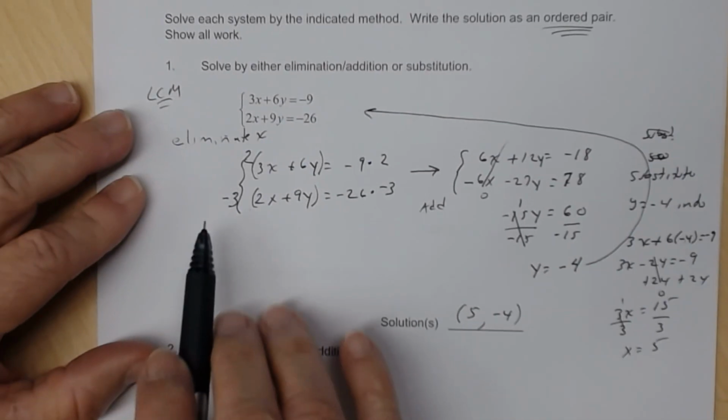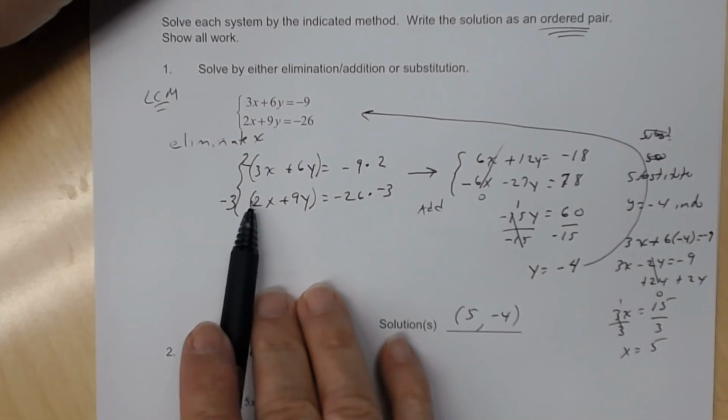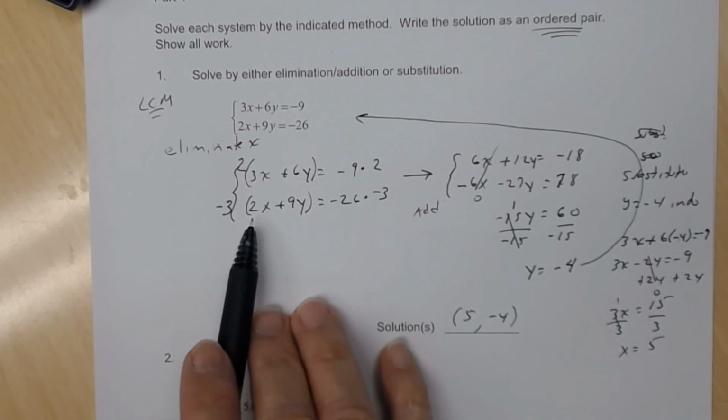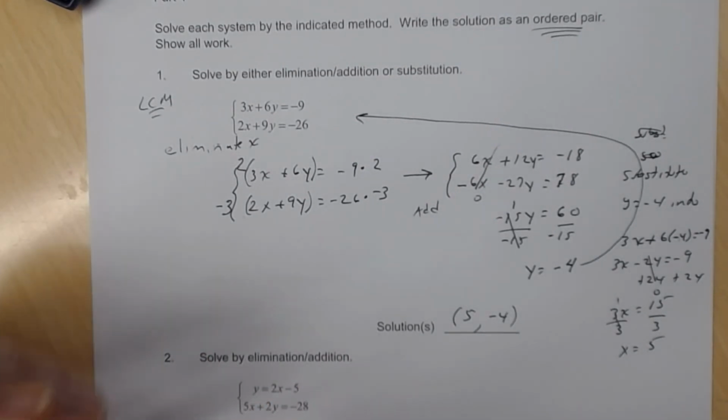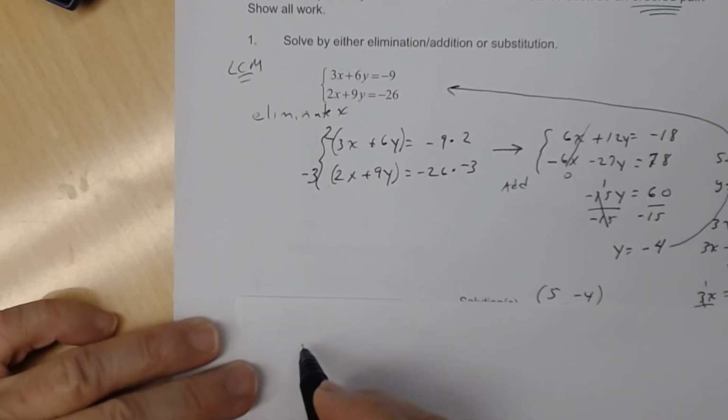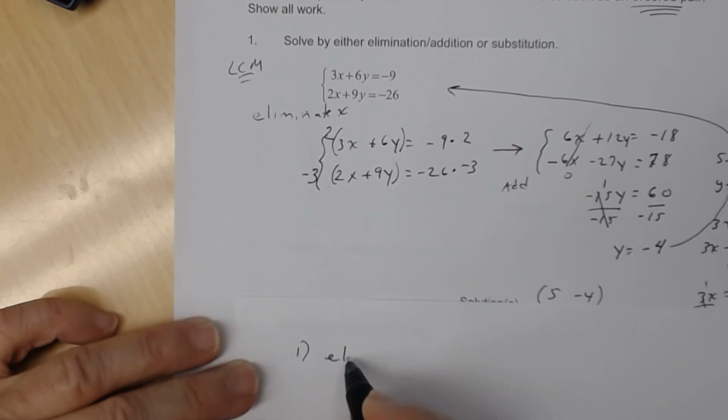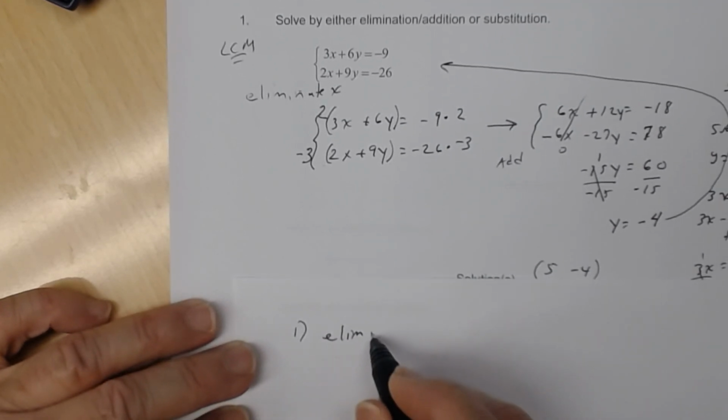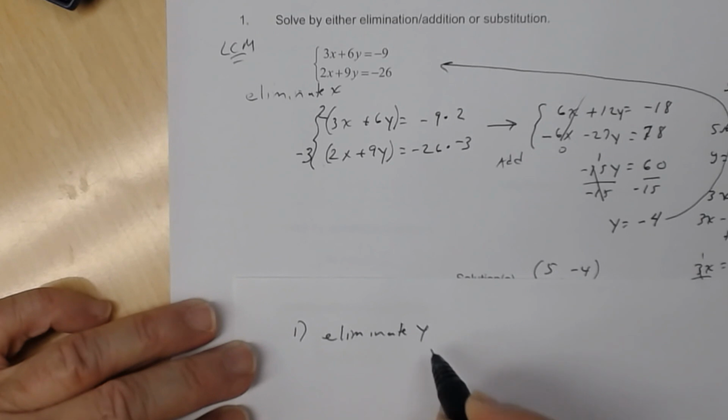All right, now, so that was eliminating the x. If you wanted to eliminate the y, do the same thing. So let's say you want to eliminate the y. So number 1, you eliminate the y. So if you want to eliminate the y, I'm going to go ahead and write this over.